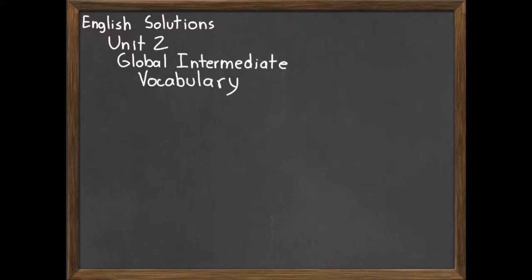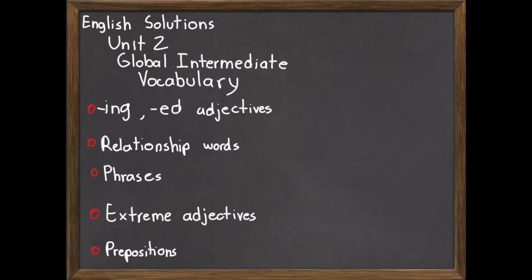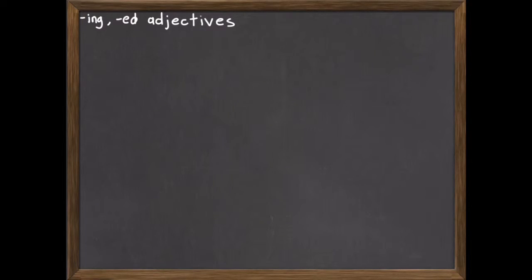Today, we will be looking at the Global Intermediate Book, Unit 2, and we will be focusing on the vocabulary section. In the vocabulary section, we will see a couple of things. Firstly, let's look at -ing and -ed adjectives. Also, we will look at relationship words, phrases, extreme adjectives, and prepositions. So let's begin. First, -ing and -ed adjectives.